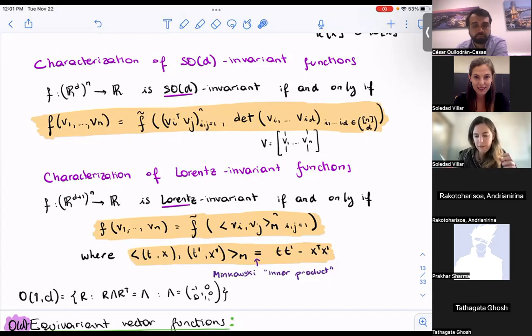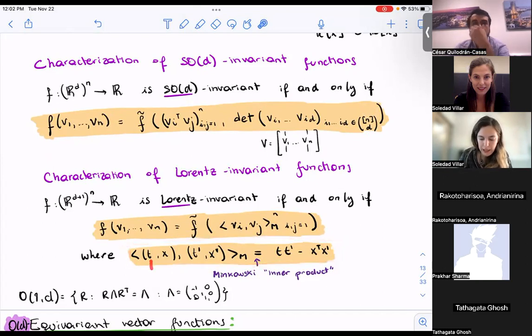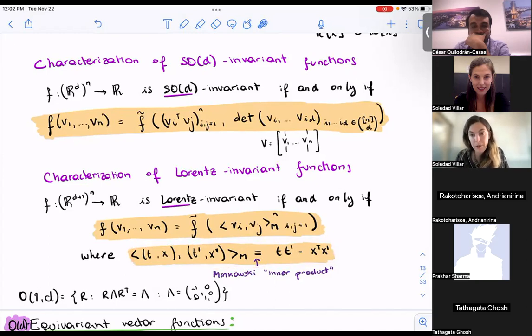The fundamental theorem for invariant functions for the Lorentz group says that a function is invariant if and only if you can write it in terms of these Minkowski inner products. If you have a point that has time components and space components, and another point with a time component and space component, this inner product would take the product of the time components minus the inner product of the space components. And these are going to be the inner products that you use for parameterizing the invariant functions for the Lorentz group. And you can do similar things for other simple groups if you know what the fundamental invariants are.